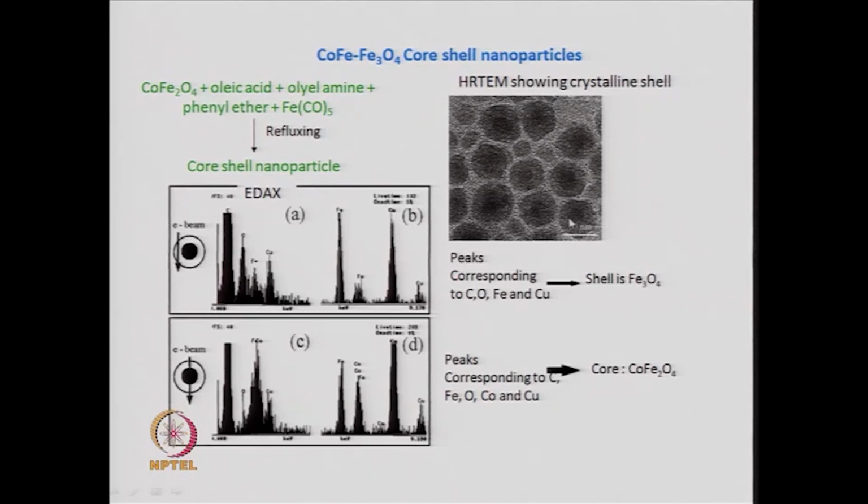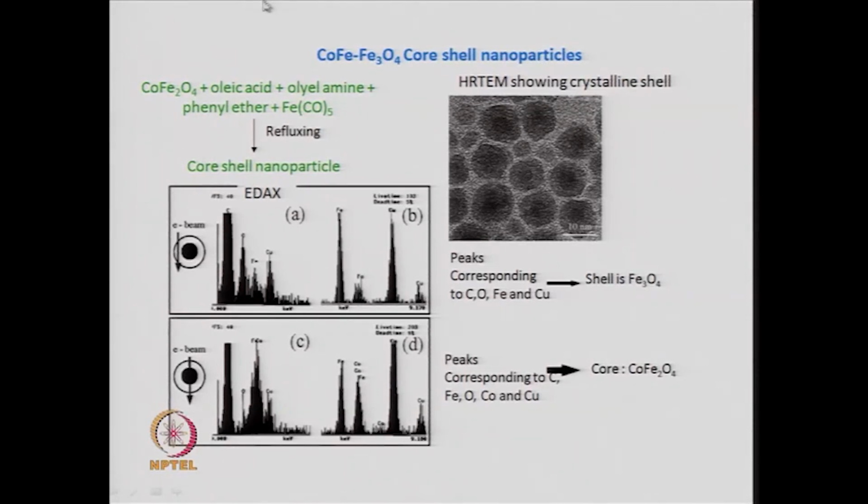So, what you can say from this transmission electron micrograph is that the core has a diameter of around 4 to 5 nanometers, and the shell thickness is around 2 to 3 nanometers. And what is in the core and what is in the shell, if you want to find out, then what you do is electron microscopy by passing the electron beam through the shell and also through the center of the particle.